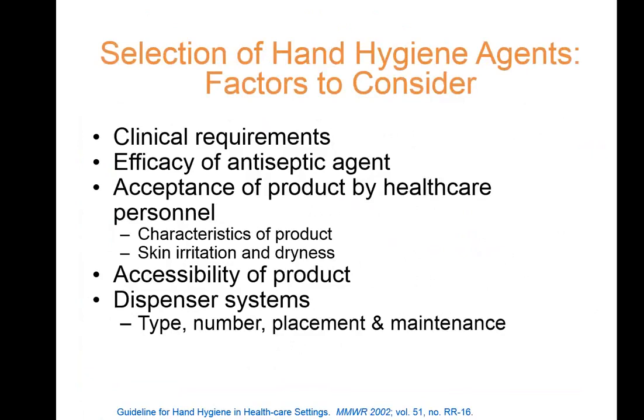So once you've selected a product, it has to be made accessible, and the dispensing systems can be important. How many you have, where they're placed, how well they're maintained, and what type they are. Are they intuitive? You know, are they easy to operate? Do they require any additional education? So they're important factors in hand hygiene agent consideration.